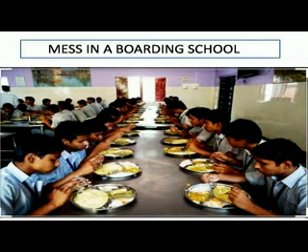Third is mess in a boarding school. In a mess, all students are provided the same kind of food at a fixed time with fixed food items. The quality of food is ensured by the school authorities. It has to be nutritious and hygienic. A mess serves different kinds of food to students, so the students get to know about the variety of food from the various states of the country. The children learn to eat all the food items that are served.